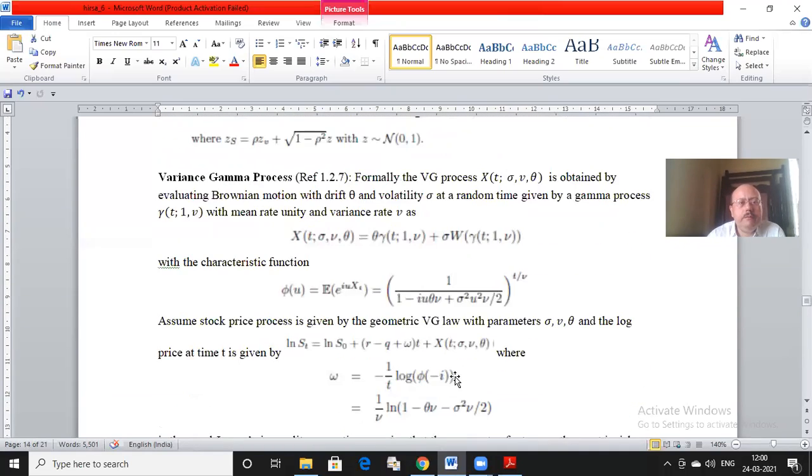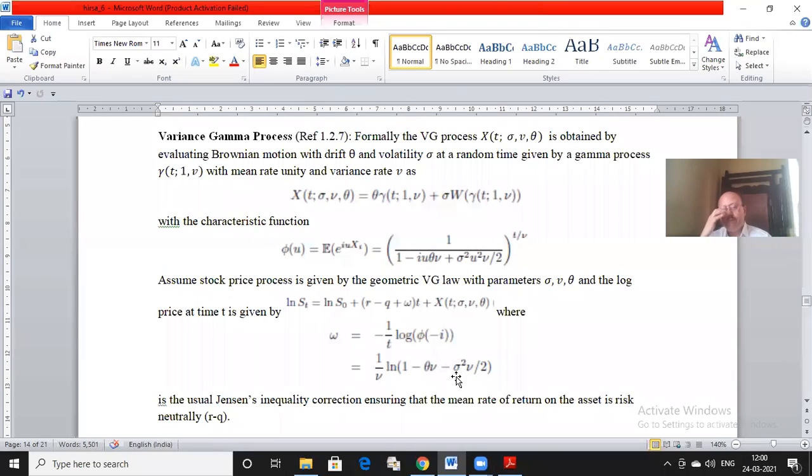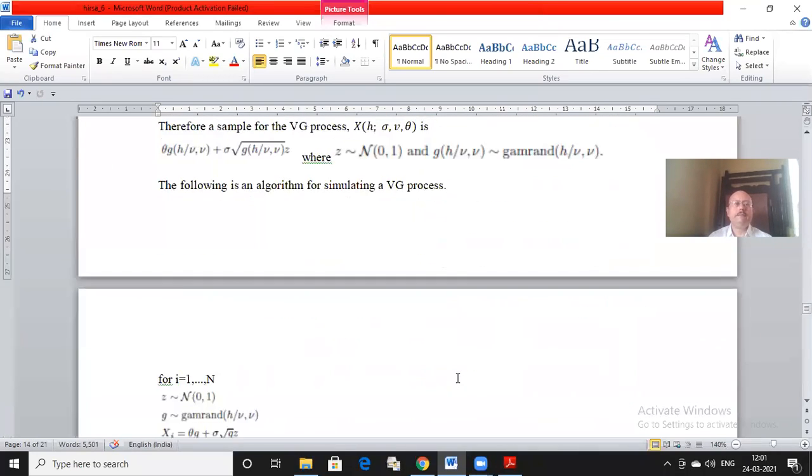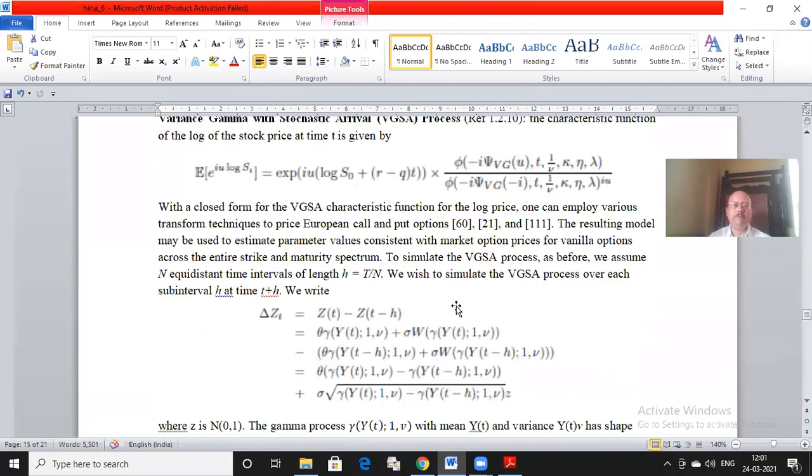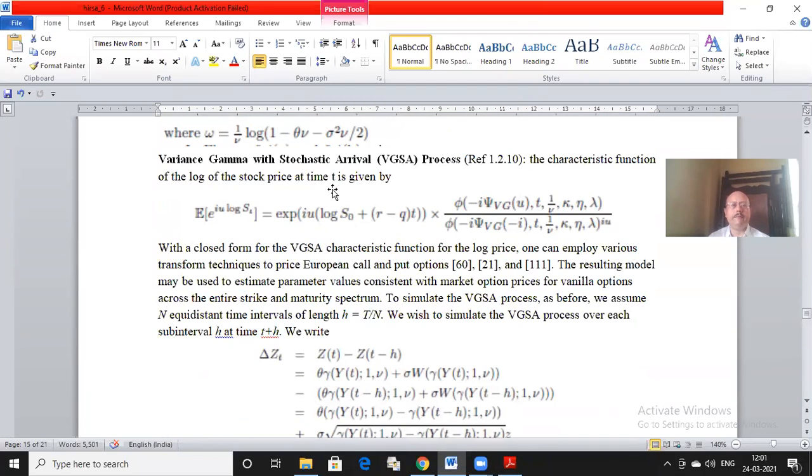Now, another important extension of the variance gamma process is the one with stochastic arrivals. This we discussed in section 1.2.10. So this is variance gamma with stochastic arrivals, and we have already seen that the characteristic function can be evaluated in a rather complicated manner, with some long tedious algebra, but the final result was given by this, where this psi inside is the variance gamma characteristic function. So the characteristic function is known and is given by this theorem.